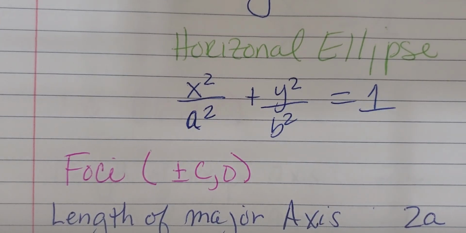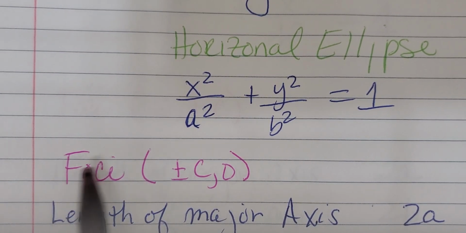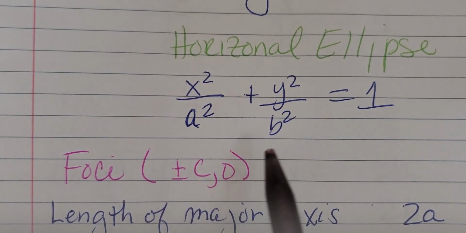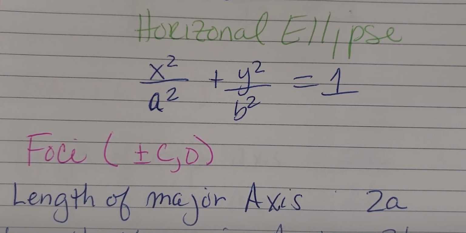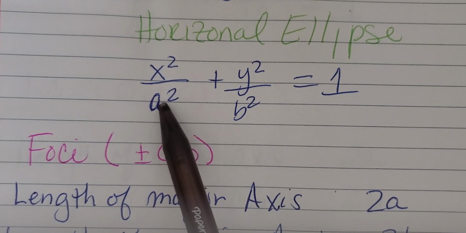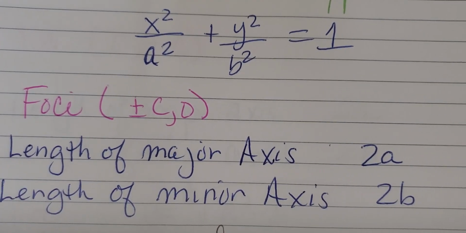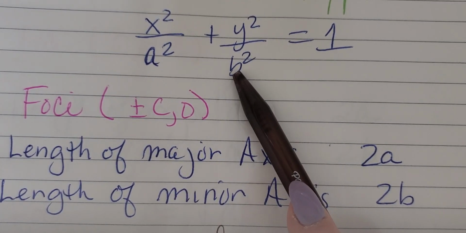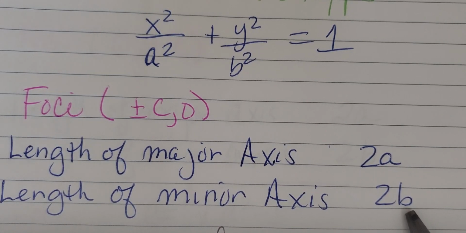So if it's horizontal, you can expect your foci to be plus or minus c, 0. I'm getting to that in a minute. The length of the major axis is going to be 2 times the length of a, which means you're going to have to find the square root of that. The length of the minor axis is 2 times b. Again, we're going to have to find the square root of that to get this.